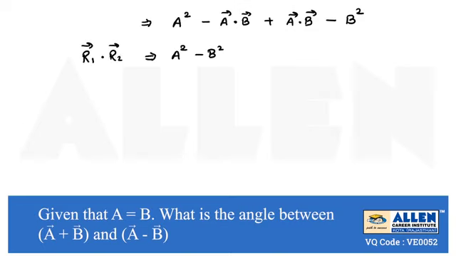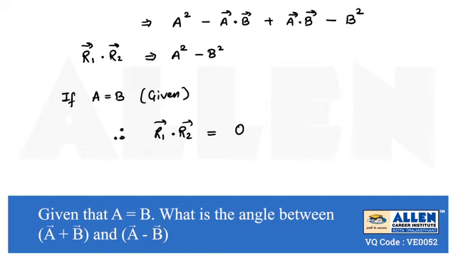Now in the question it is given that A equal to B. Therefore the dot product of these two vectors will become 0. Hence we are getting the dot product of two vectors equal to 0, which means these two vectors, R1 and R2, are perpendicular, so the angle between them is 90 degrees, which is asked in the question. Therefore the answer to this question is 90 degrees. Thank you.